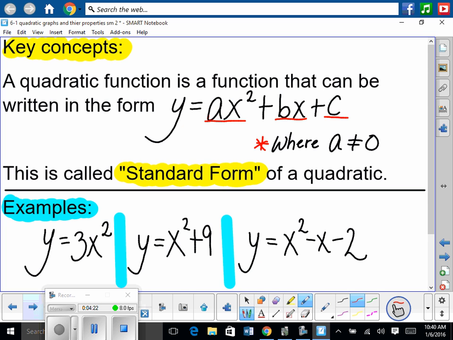So once again, this is the standard form of a quadratic. So here are some examples of some quadratics in standard form. We have y is equal to 3x squared. Now notice, it's in standard form, but I only have ax squared.